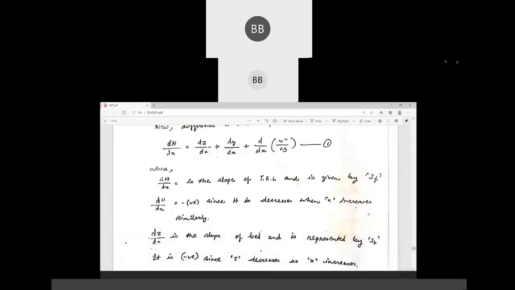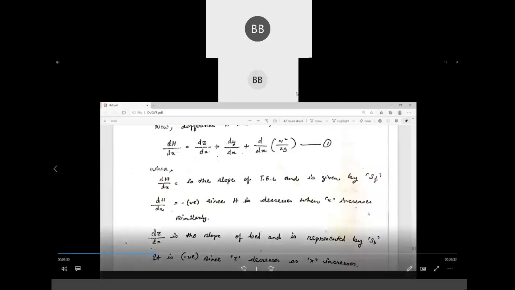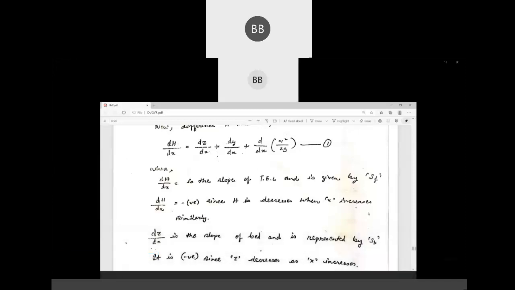When we increase the distance, our energy decreases, because if we increase the length of the channel, that means we are increasing the friction. Okay? If the friction is increased, then our energy decreases. Okay? So that is why we are going to consider it as negative. Then you come to this term, that is dz by dx. This is nothing but the bed slope and is represented by Sb. dz by dx is nothing but the bed slope and is represented by Sb.